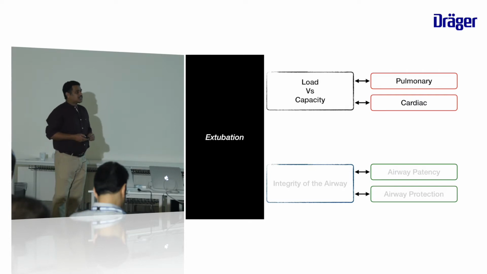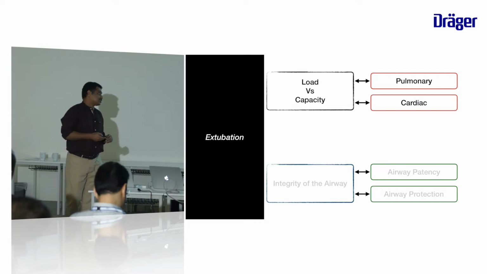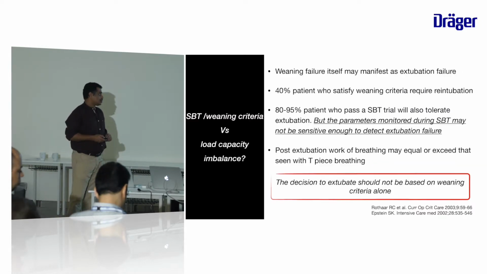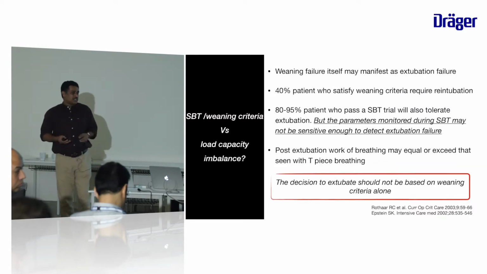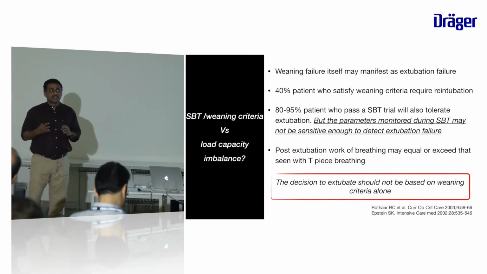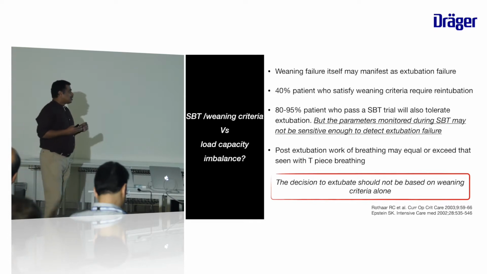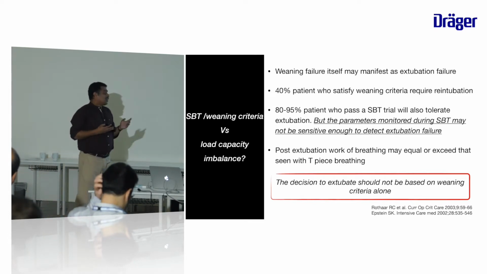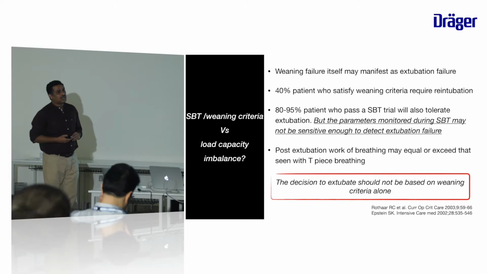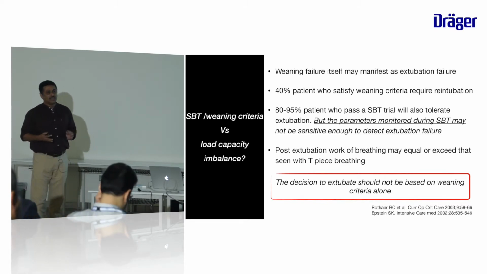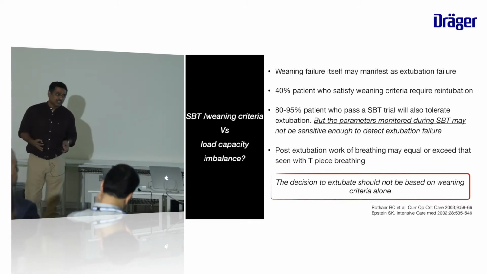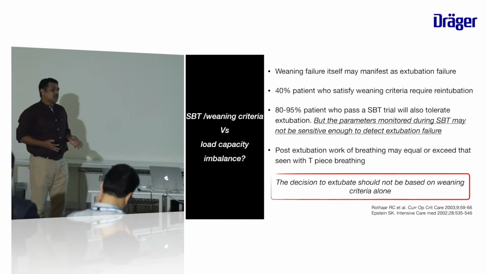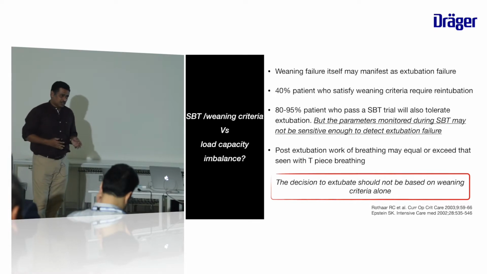Coming to the load versus capacity, how will we assess the load versus capacity imbalances secondary to pulmonary or cardiac causes? The first question is whether the weaning parameters or spontaneous breathing trial can imply any extubation failure. But it may not always. The weaning parameters may not indicate extubation success most of the time.